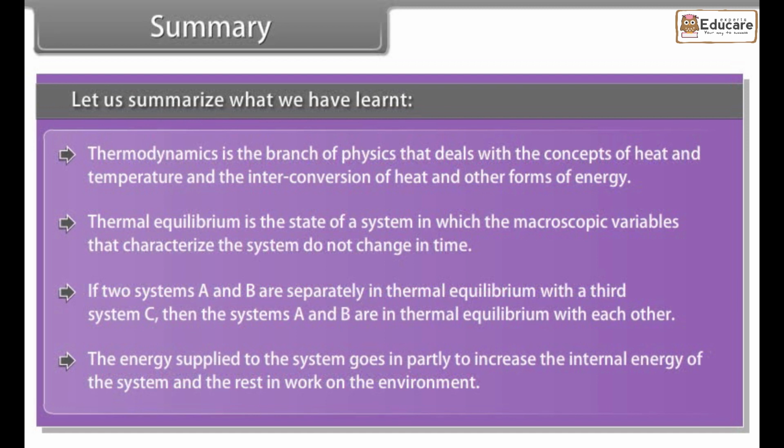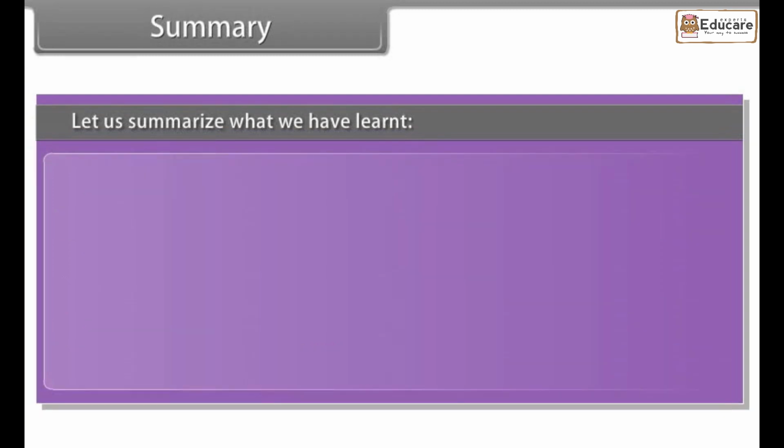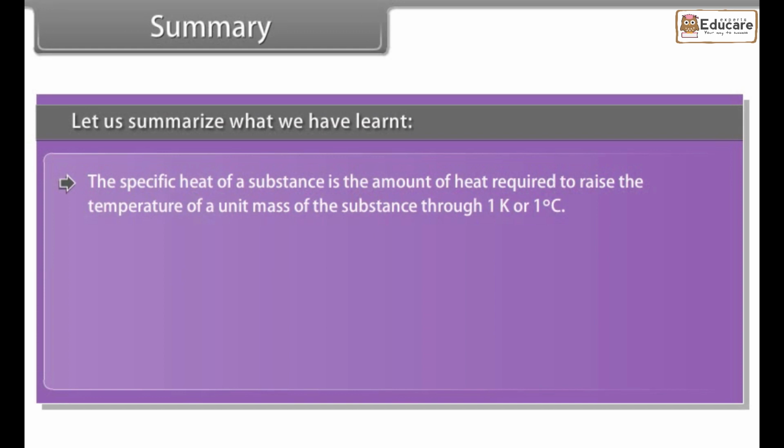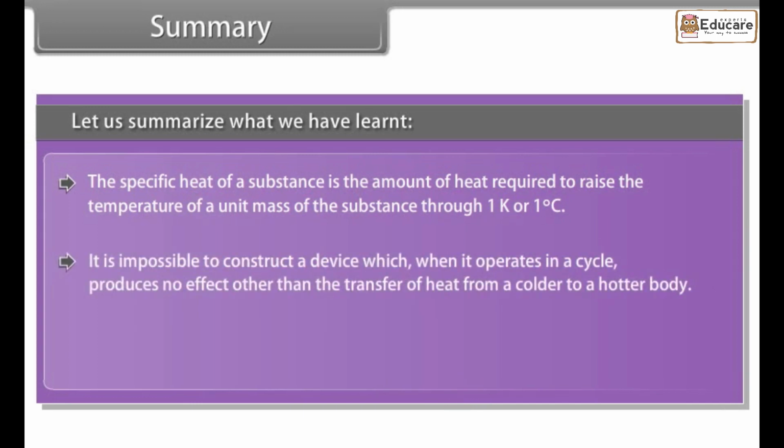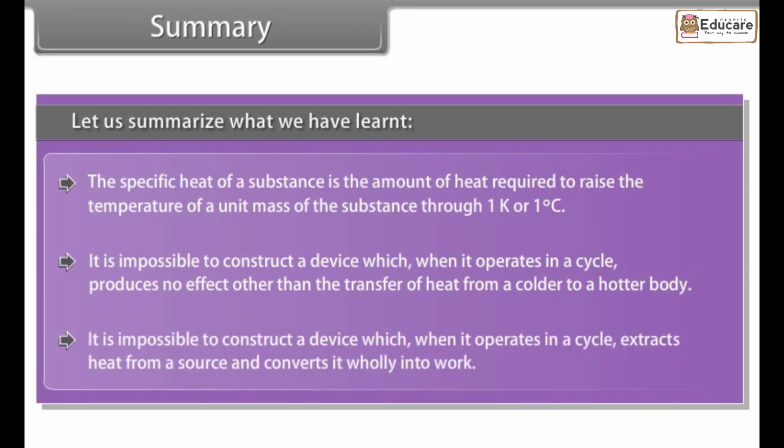The energy supplied to the system goes in partly to increase the internal energy of the system and the rest in work on the environment. The specific heat of a substance is the amount of heat required to raise the temperature of a unit mass of the substance through 1 Kelvin or 1 degree Celsius. It is impossible to construct a device which, when it operates in a cycle, produces no effect other than the transfer of heat from a colder to a hotter body. It is impossible to construct a device which, when it operates in a cycle, extracts heat from a source and converts it wholly into work.